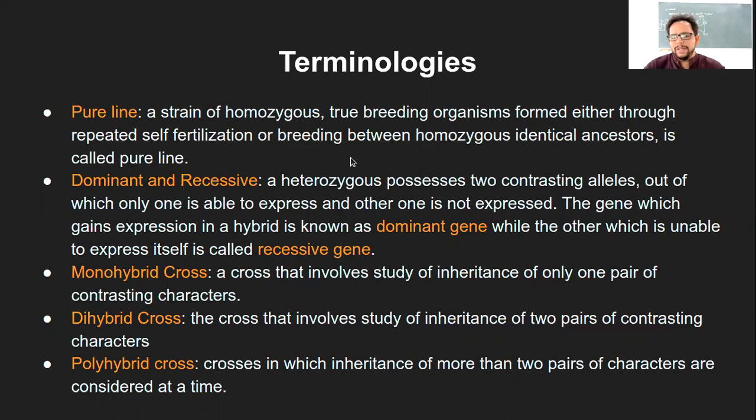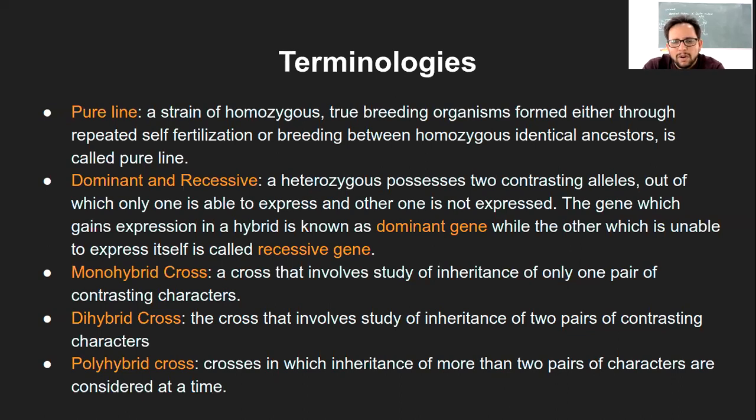Dominant and recessive, again, this we had discussed in the last class as well. Usually in the case of heterozygous alleles, which possess two contrasting copies of the alleles, out of those two, only one is expressed, and the one which is expressed is called dominant. The one which is not expressed is called recessive.